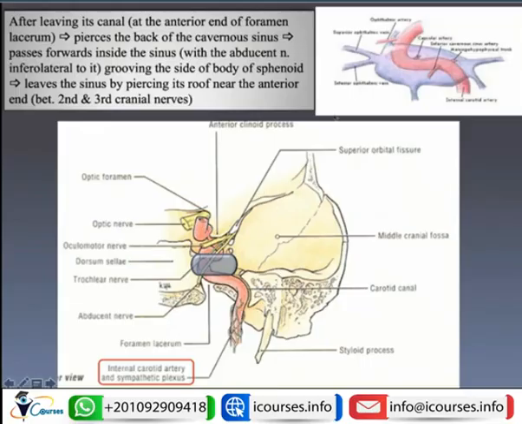And as it passes from the roof, it will pass between the second and the third cranial nerves, the optic and the oculomotor. As you can see here, it emerges between the optic nerve and the oculomotor nerve.